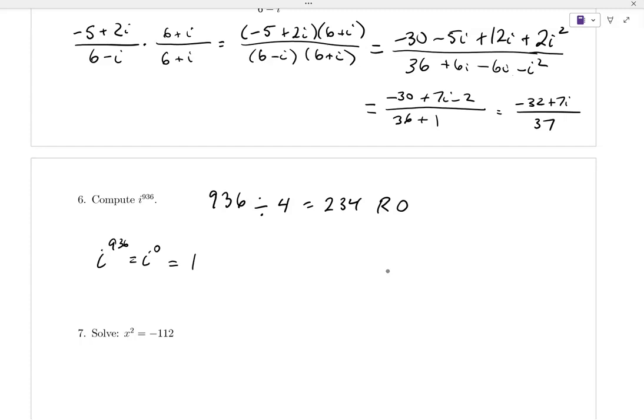Yep. So remember your possible remainders. Obviously, if you get a whole number, your remainder is 0, right? If you get a 0.25, that's a remainder of 1. If you get a 0.5, that's a remainder of 2. And if you get a 0.75, that's a remainder of 3.